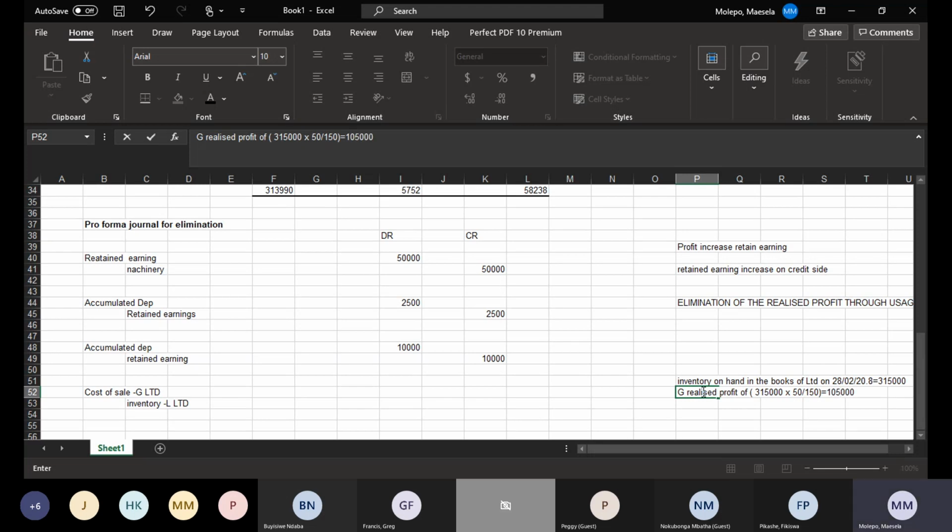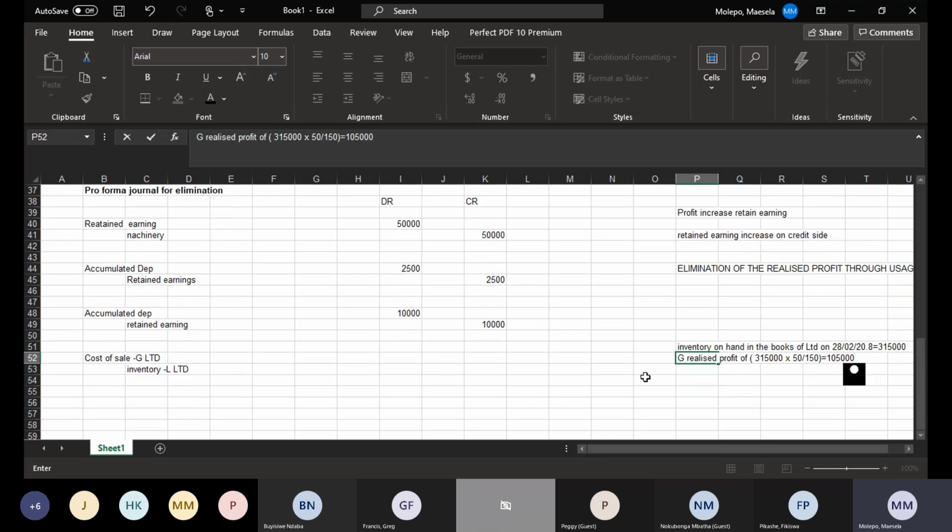So this profit is up to now not yet realized because the inventory was not yet sold to the outside parties. We as L Limited, we still have this inventory in our record. So the profit is unrealized. So since we have the unrealized profit, it's gonna reduce the cost of sale of G Limited, because G Limited incurred the cost of sale, but it's not yet realized. So you have to deduct that cost of sale. So the cost of sale initially was gonna be on the credit side as an increment, but since it's not yet realized, it's gonna be deducted by the 105,000.